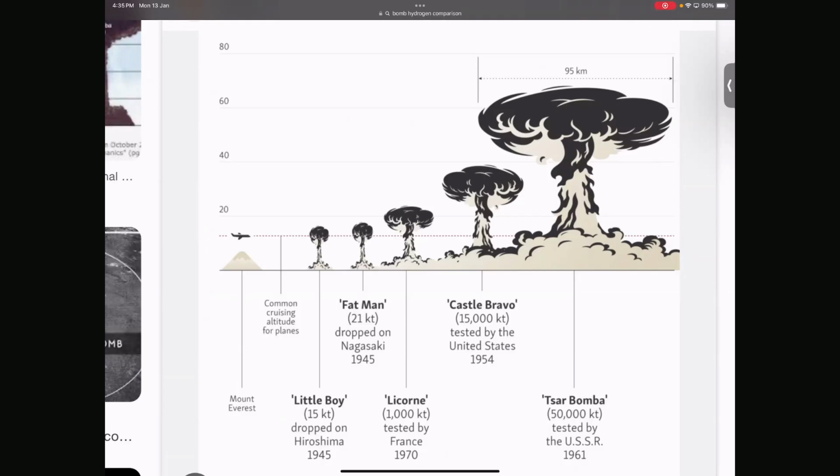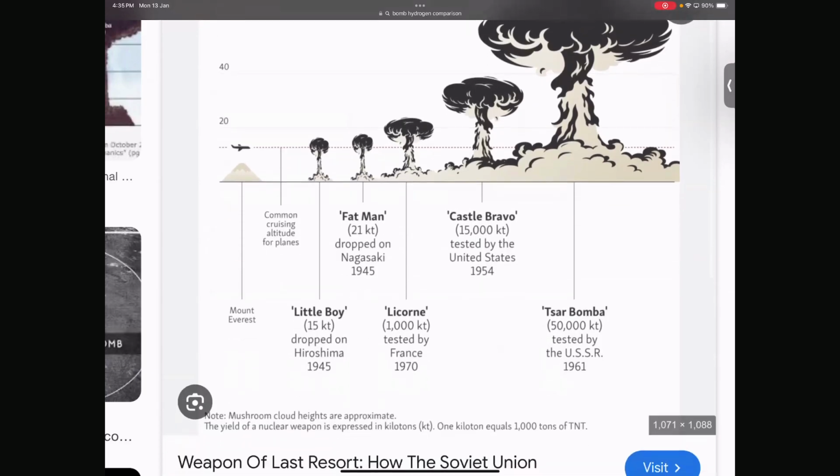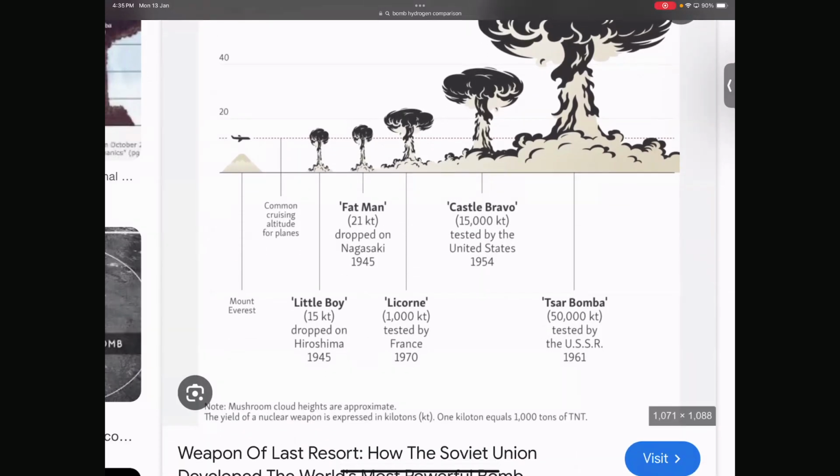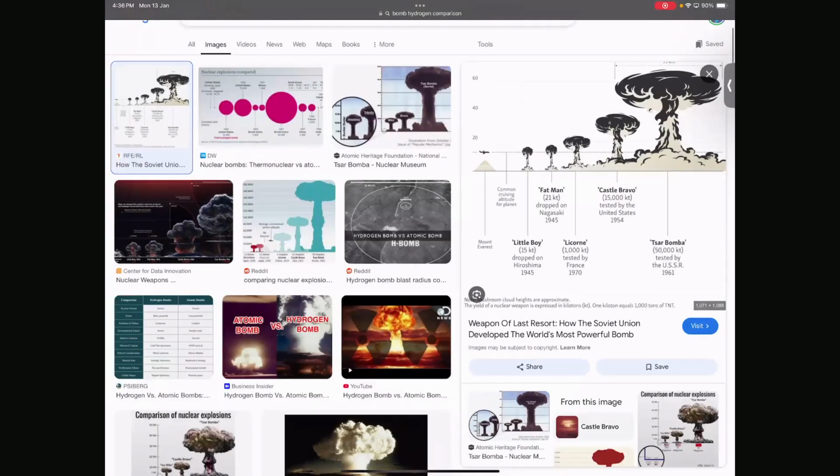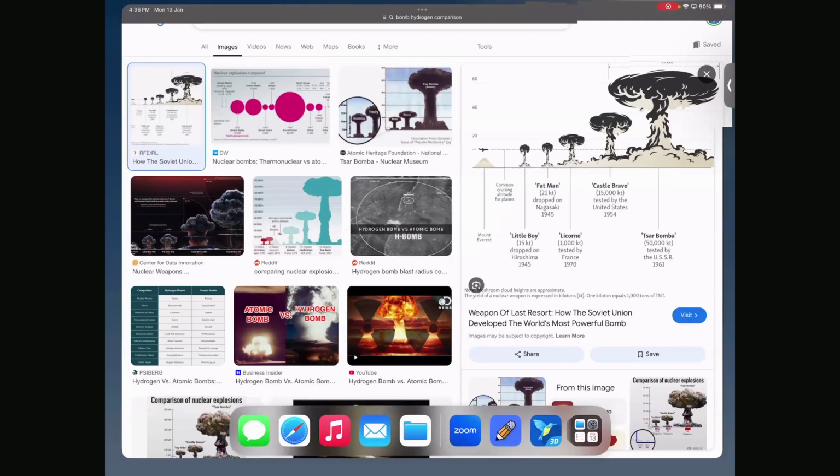They tested it in 1961, and if you look at the numbers you'll understand better. The Hiroshima Nagasaki bomb was 15 kilotons, right? And look at this one, Tsar Bomba, 50,000. Even nightmares can't make this up. It's actually just insane.